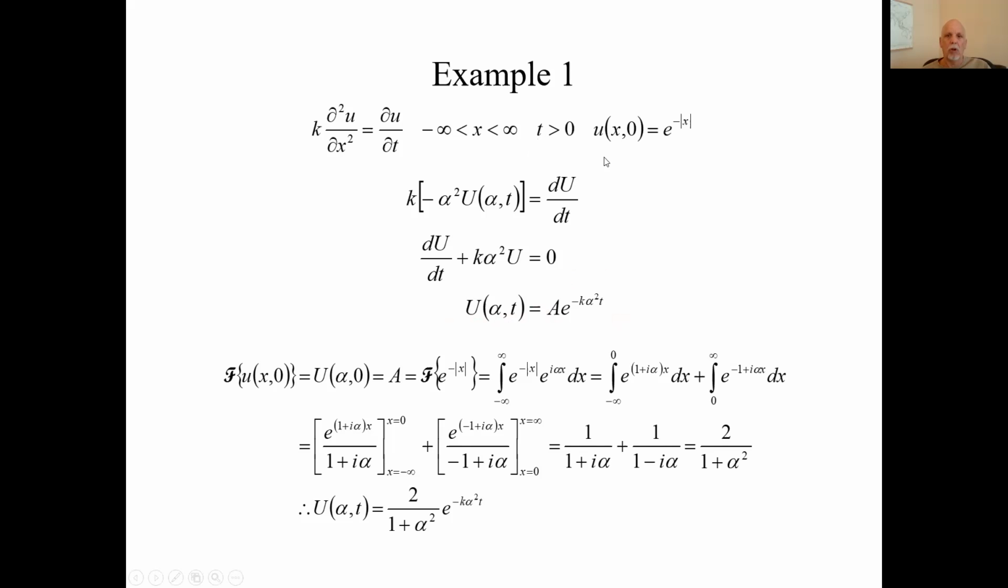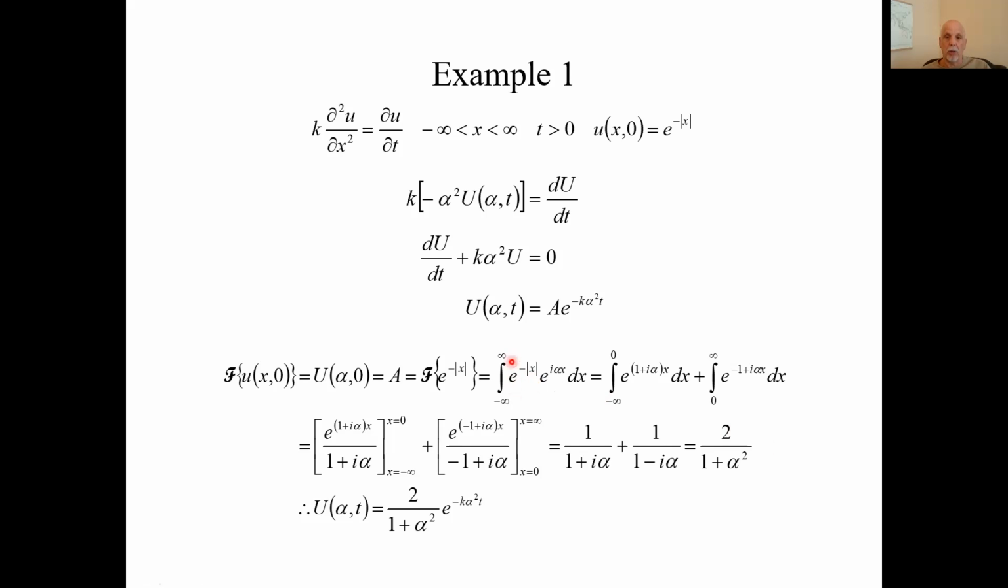Now we also have to work on the initial condition. So the Fourier transform of that initial condition, u of x at 0, means the Fourier transform of this function. That equals this big U where t equals 0, which is just going to be A. So big A equals the Fourier transform of this function. So now we have to take the Fourier transform; from here to here is all taking a Fourier transform of this function.